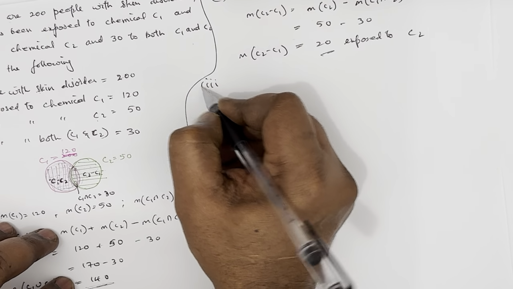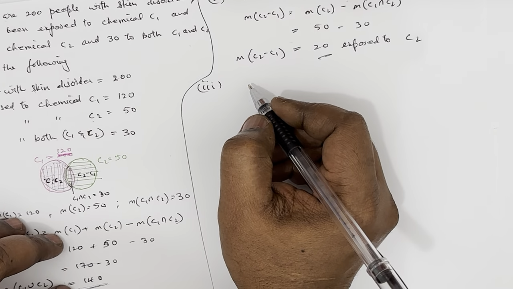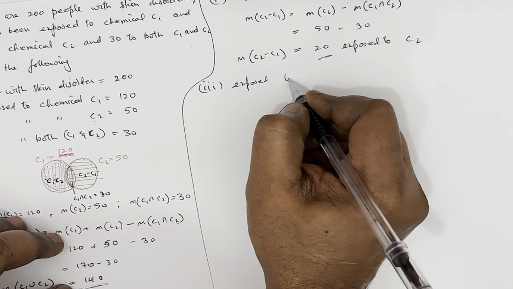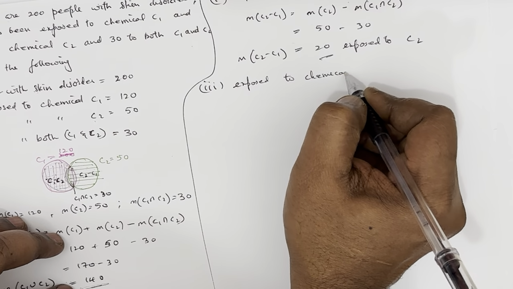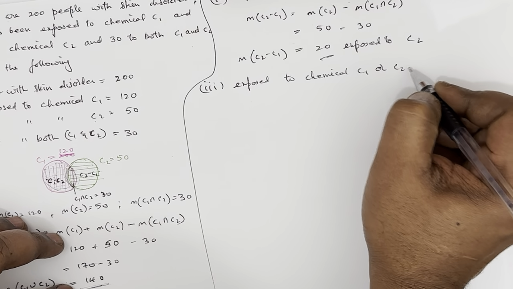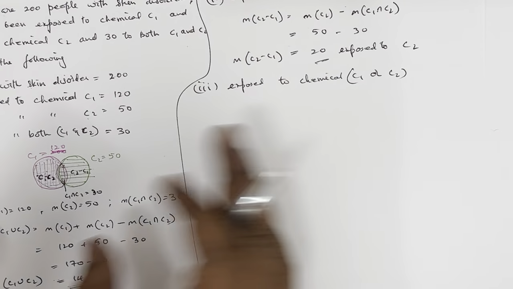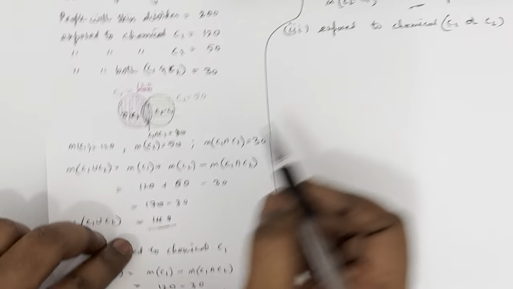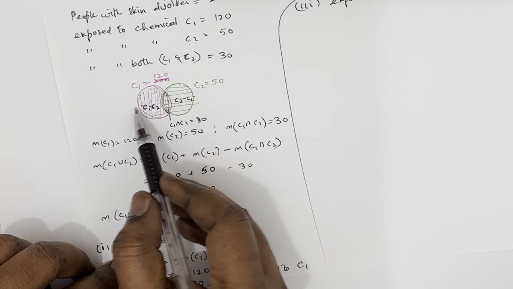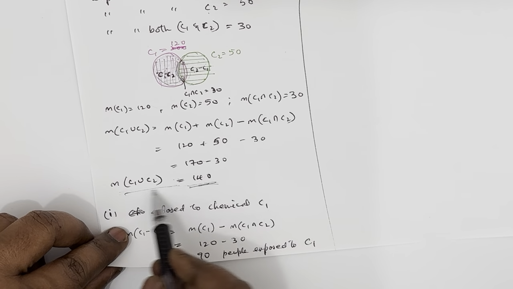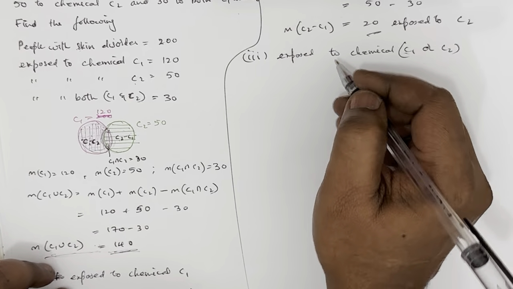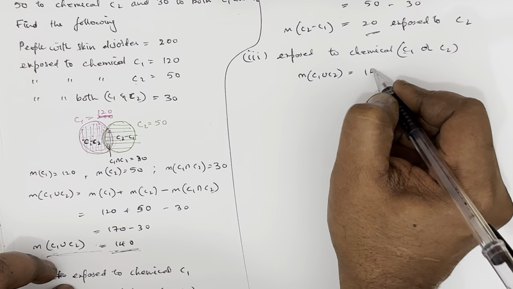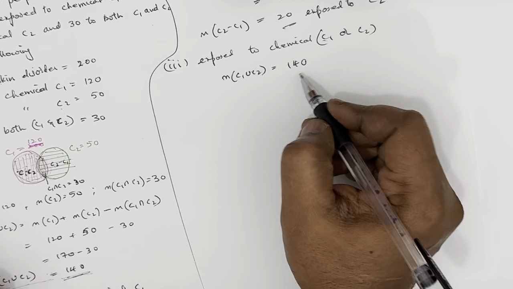Now the third one: exposed to chemical C1 or C2, anything. Total people exposed to a chemical, whether it is C1 or C2. That is the union of both, that is what we got here, C1 union C2. So the number of C1 union C2 is equal to 140. We got it here. That's it.